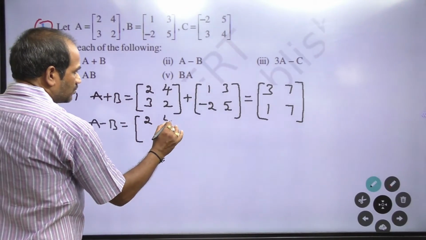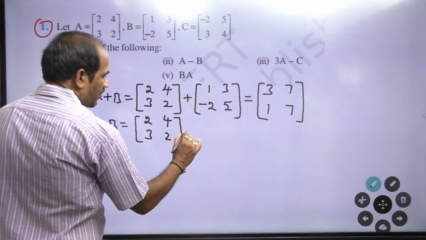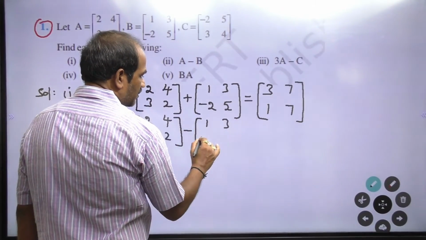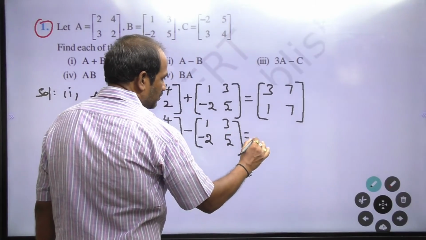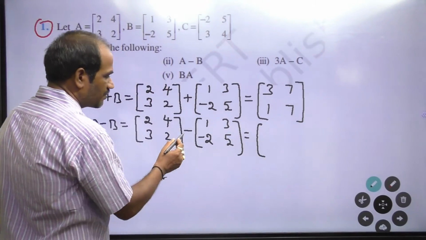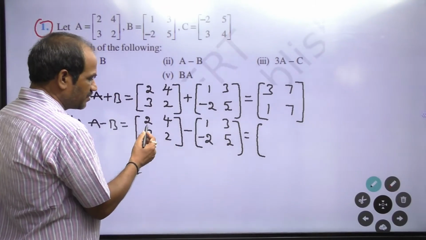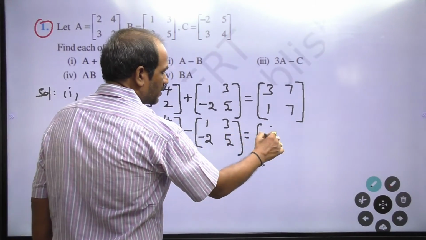Matrix A is [2, 4; 3, 2]. Next, matrix B is [1, 3; 1, 3] minus matrix C, which is [-2, 5; 3, 4]. Here we have subtraction, so subtract corresponding elements: 2 minus 1 is 1.